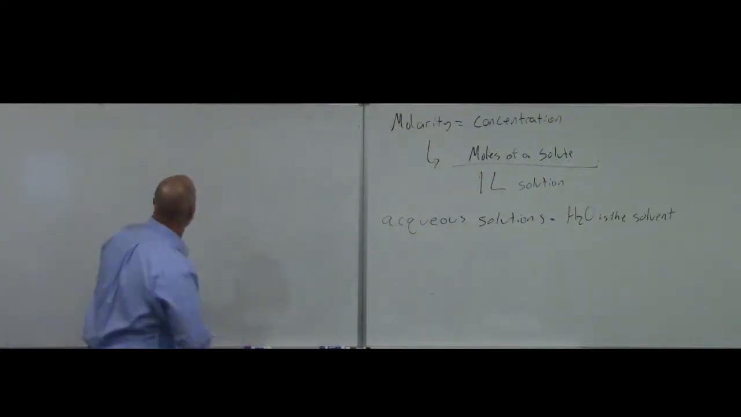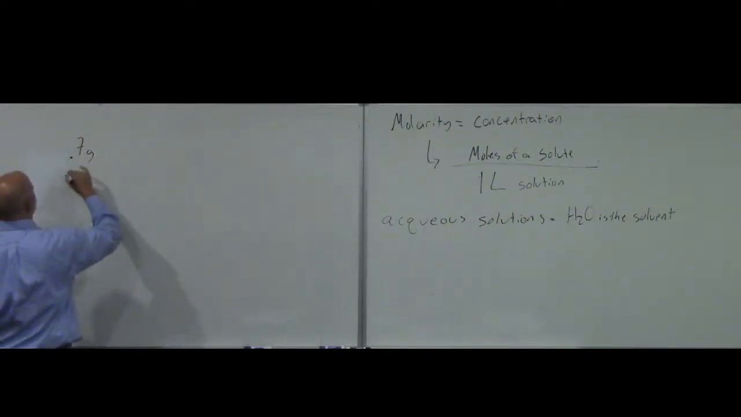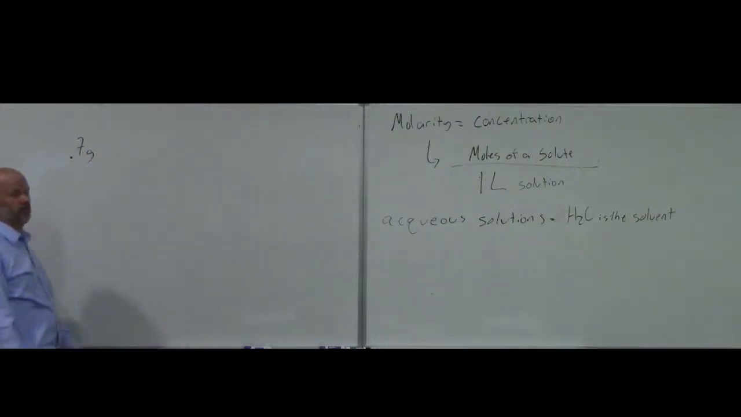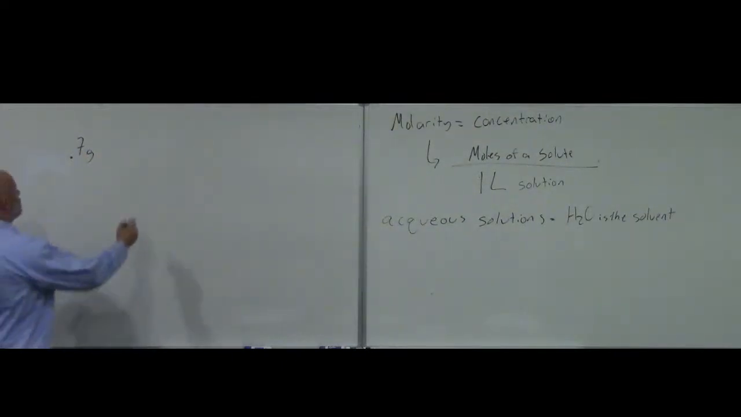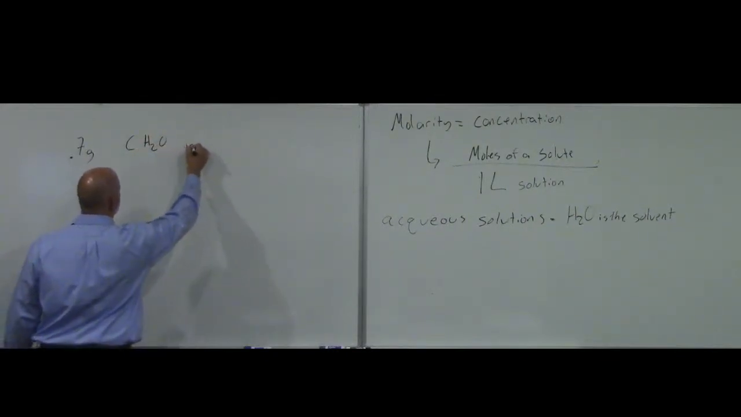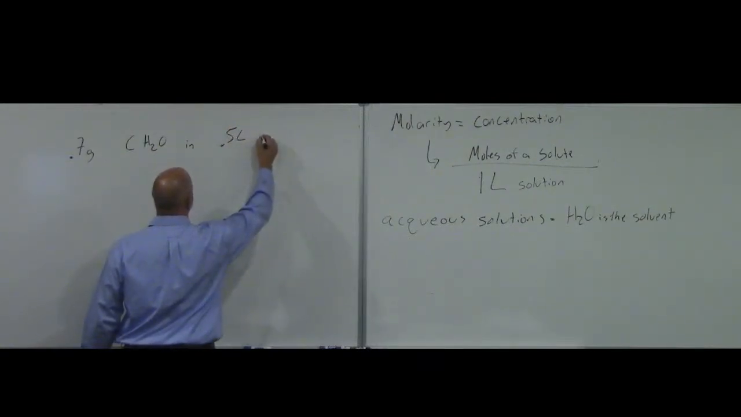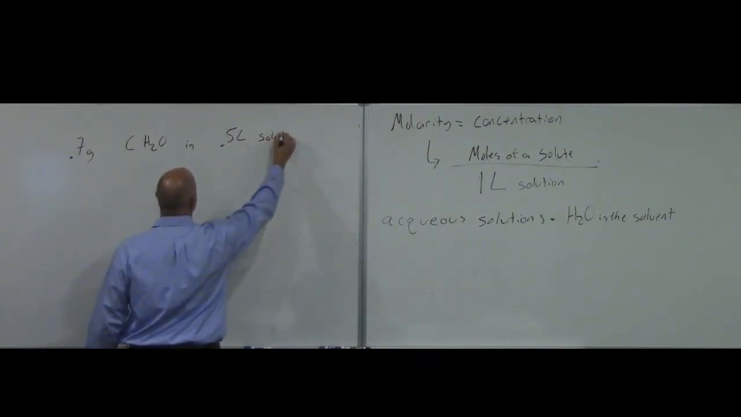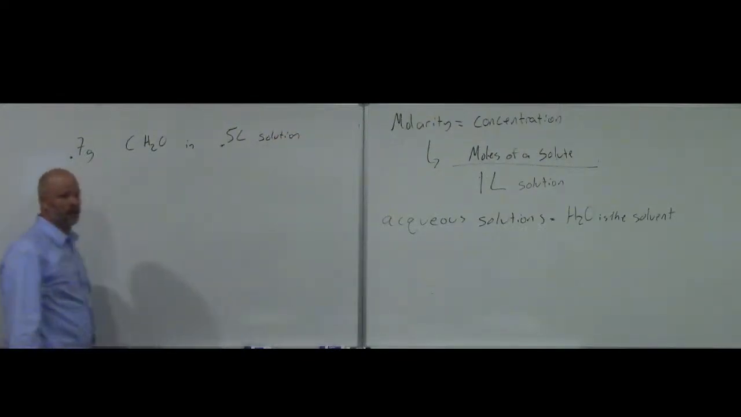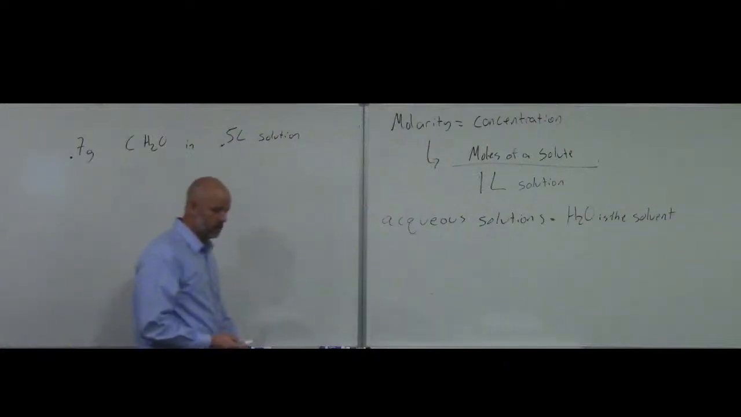Let's do a 0.7 gram solution of CH2O in 0.5 liters of solution. What do I need to do? Molar mass. I need to figure out my molar mass. So figure out molar mass for CH2O.